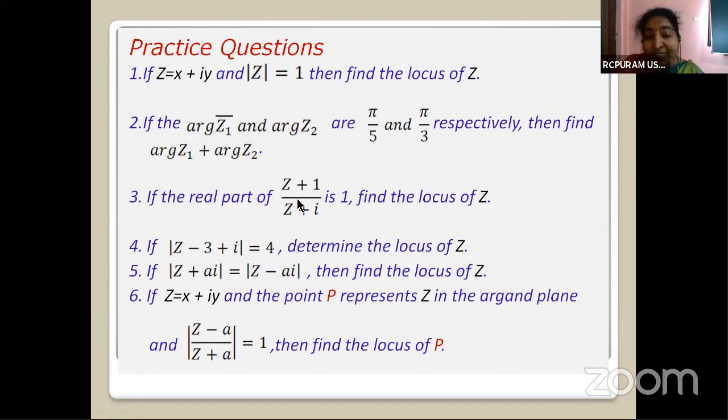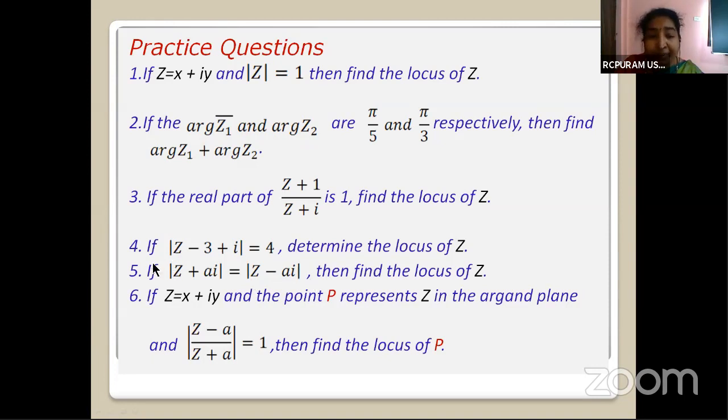Now, the third question is z plus 1 by z plus i. The real part of this is equal to 1. So just substitute the value of z as we were discussing, x plus iy, right? Try to write it as some real part plus some imaginary part. First, try to get the problem into a plus ib form. Then take the real part of that a plus ib form and equate it to 1. Then you can get the locus of the given problem.